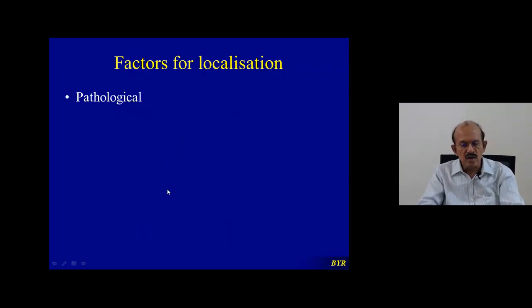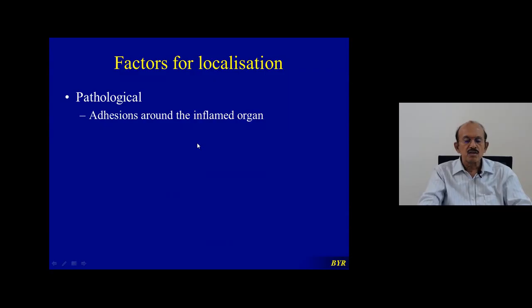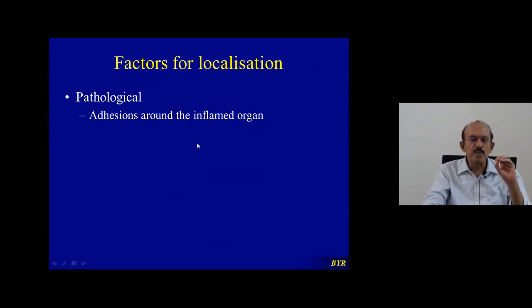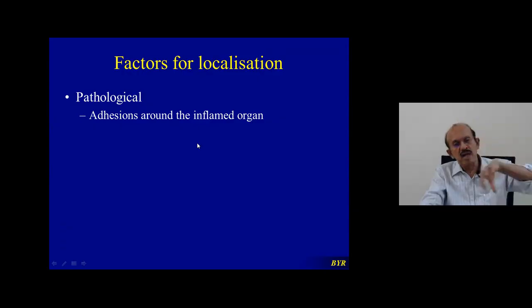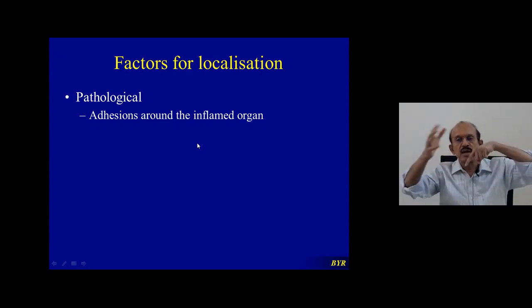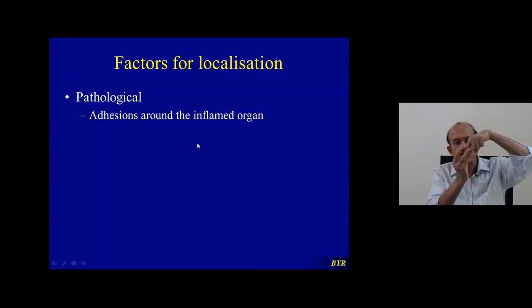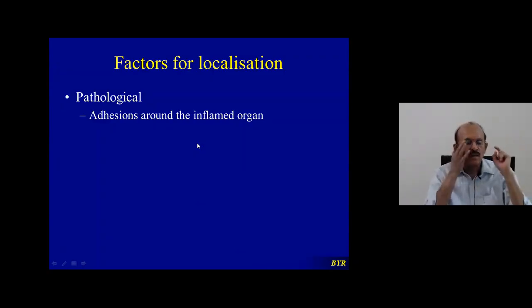The pathological factors for localization. Whenever there is inflammation, there is secretion of fibrinous exudate. This fibrinous exudate causes gluing or adhesion formation, so the surrounding bowels will come and adhere to that particular structure. We have seen how an appendicular mass is formed. If this gluing is not there, the exudate coming from the appendix will spread all over the peritoneal cavity. But because there is gluing, the bowels come and adhere all around, so this inflamed structure is localized here only, forming a mass.